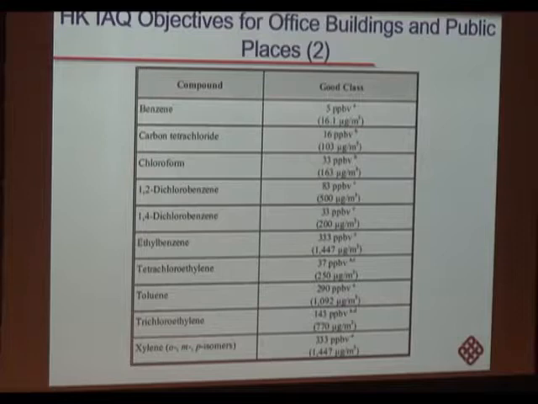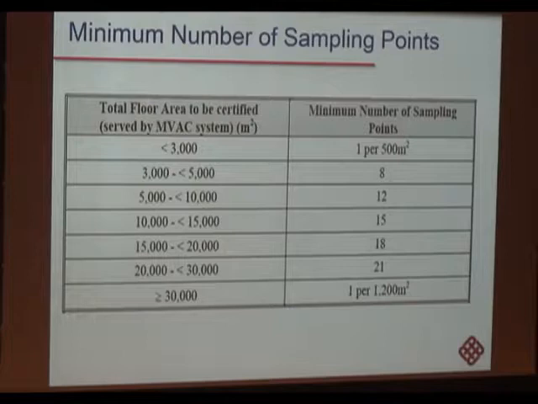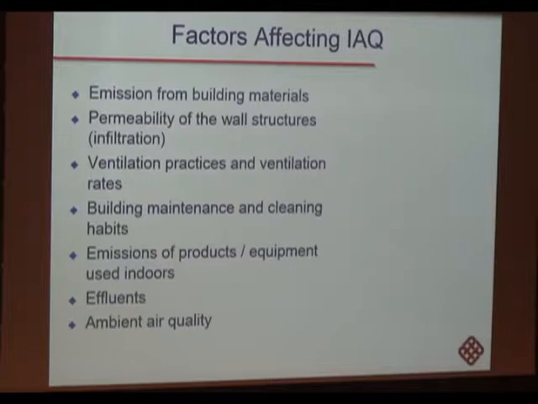So under this IAQ guideline, this is also an example. You have to have a minimum number of sampling points. Otherwise, for a big, large building, how many sample points do you have to collect, and how do you do the averaging in order to get the maximum or the average? So this is all required. And so we reviewed some of the IAQ guidelines. Some do, some don't. So you have a huge variation.